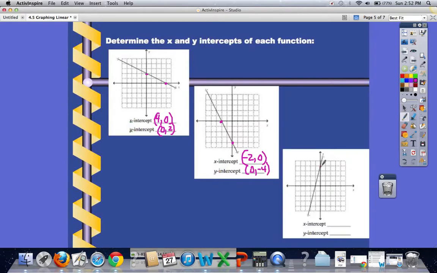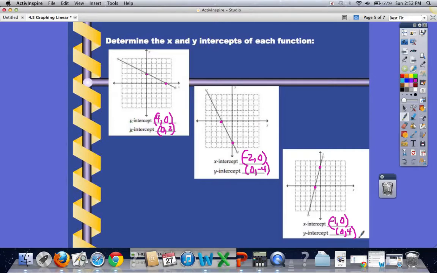Right, in this one, there's my intercept, there is my intercept, and let's figure out what the x one is. It's at -1, 0, and then for my y, it would start at 0 and go up 1, 2, 3, 4. And there you go. Very simple to find them.